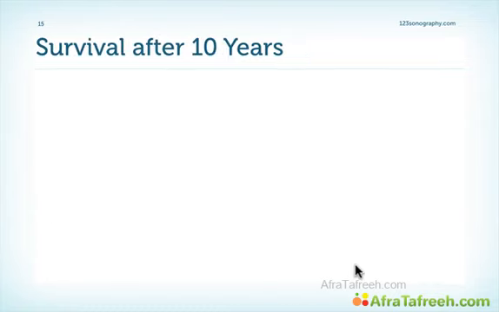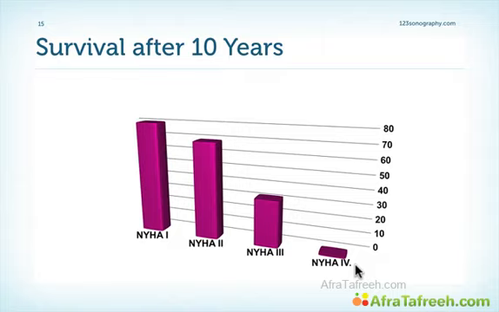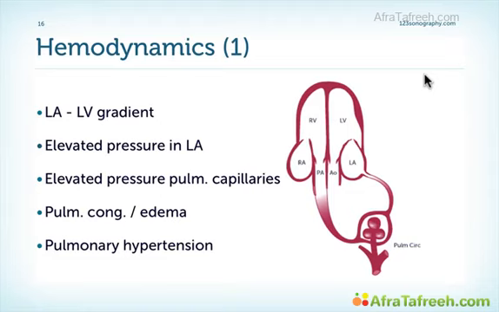The survival of the patient greatly depends on the degree of symptoms. If patients are mildly or almost asymptomatic, they have a very good prognosis. However, if patients are in New York Heart Association class 3 or 4, they definitely need some form of treatment. What are the hemodynamics behind mitral stenosis? Well, the problem is that we have obstruction to inflow to the left ventricle, and thereby we have a gradient between the left atrium and the left ventricle. This means that we have an elevated pressure in the left atrium, which translates to the pulmonary circulation, to the pulmonary capillaries, which leads to pulmonary congestion and in worst case even to pulmonary edema.